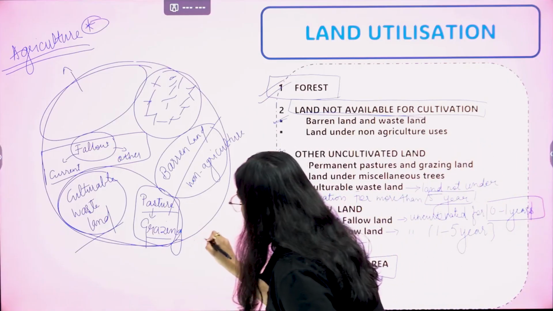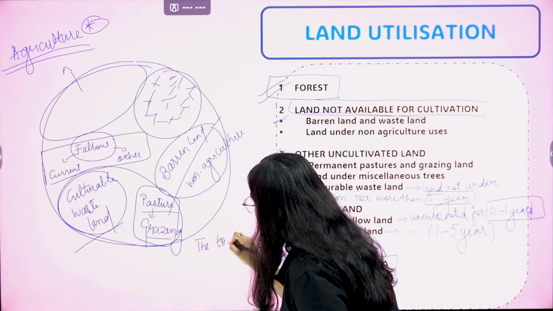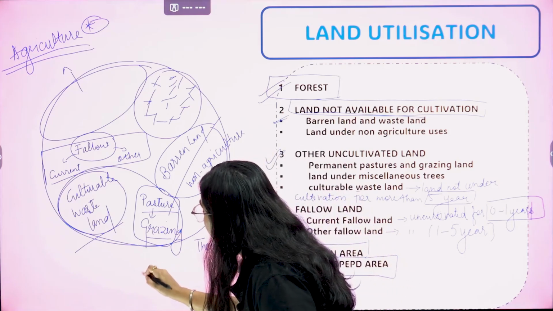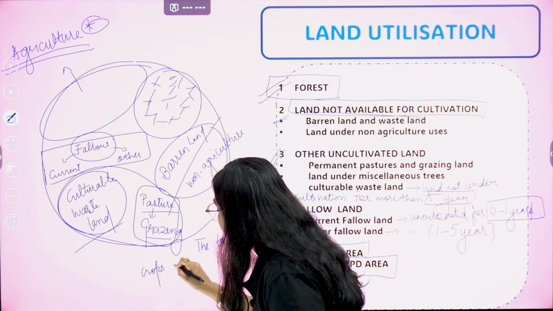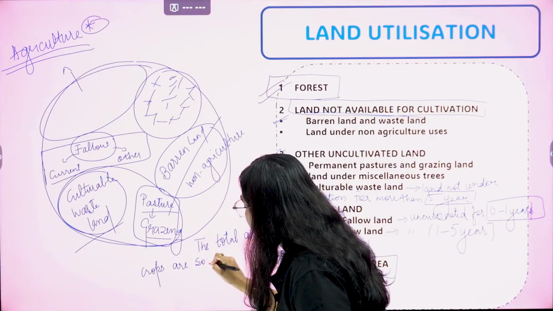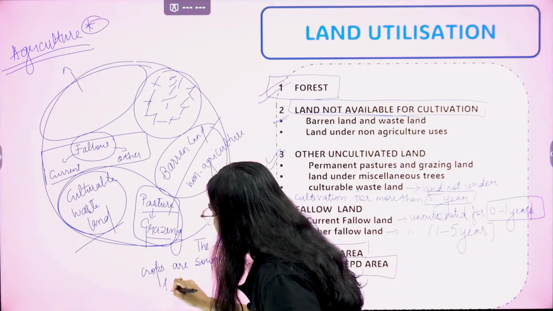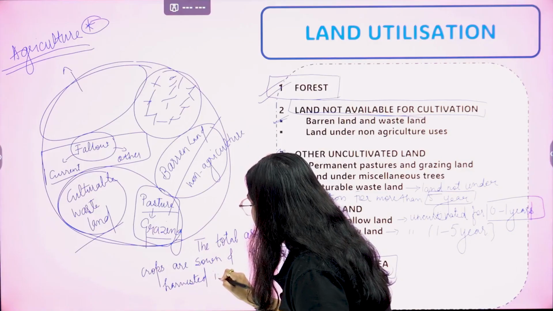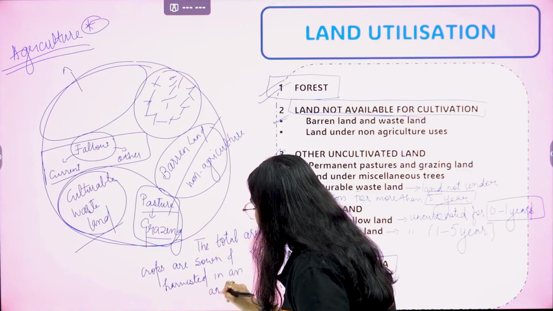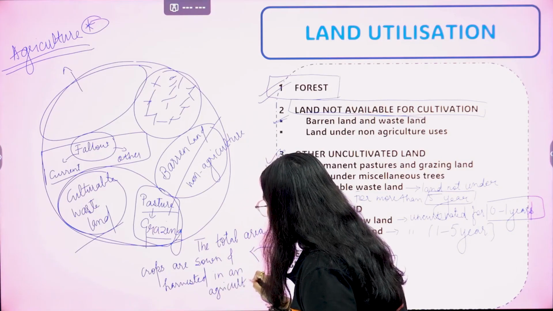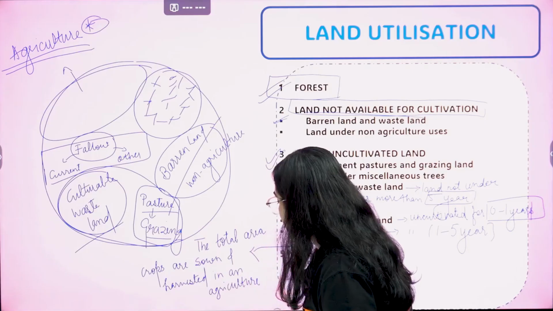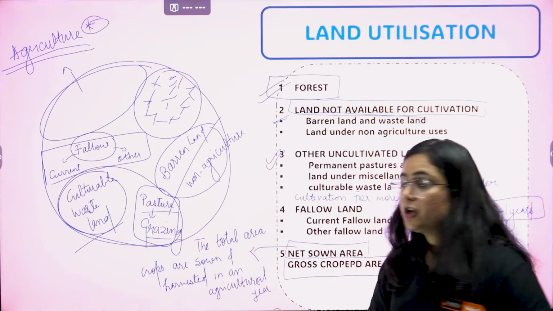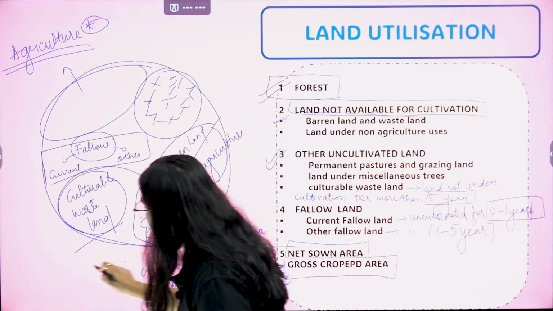Net sown area means the total area of land in which crops are sown and harvested in an agriculture year. I am dictating it, you can write it or you can write it from the board also. In an agriculture year. So, consider that this is your land.